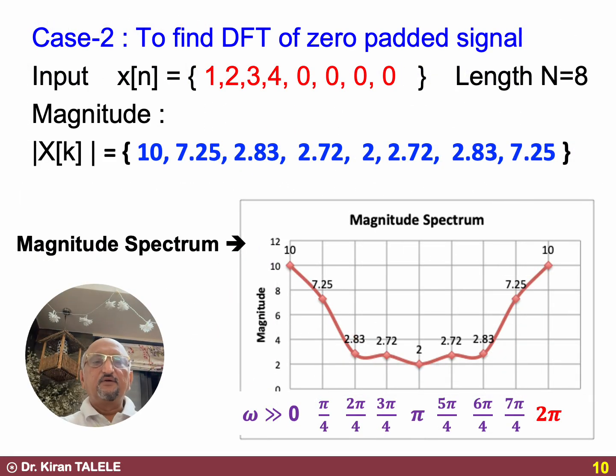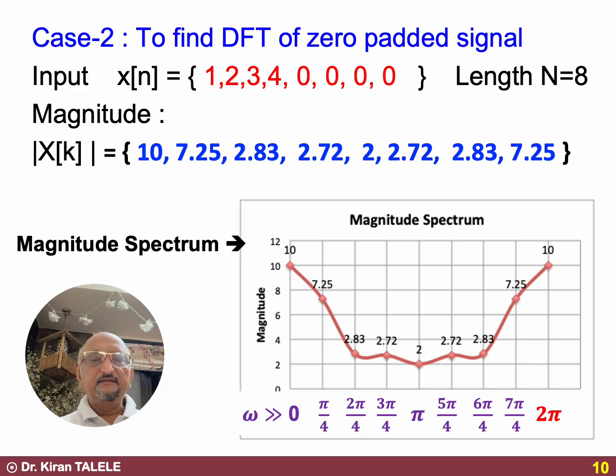Case 2. To find the DFT of a zero-padded signal. Here x of n is 1, 2, 3, 4 followed by 4 zeros. When we append the signal with zeros, the signal doesn't change. That means x of n is the same as what we had taken earlier, that is 1, 2, 3, 4. When the signal is not changed, the spectrum should not change. Let's see what we get.